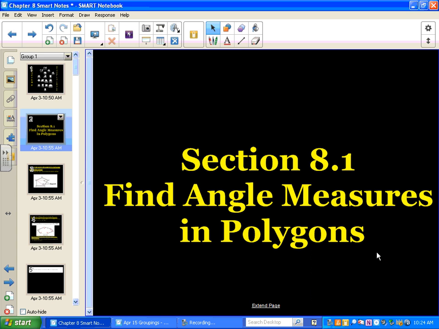We also looked at finding angle measurements in a polygon. How do you find the sum of the angle measurements in a convex polygon? Nicole. Very good. The number of sides minus 2 times 180 degrees.